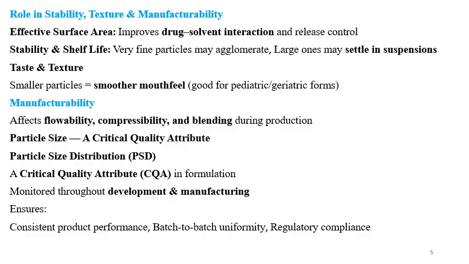Manufacturability. Particle size affects the flowability, compressibility, blending, then blend uniformity also, content uniformity also. Particle size is a critical quality attribute. Particle size distribution is directly related to the product performance. So particle size of the API, if you say, it is a critical material attribute which has a direct impact on the critical quality attribute of the formulation.